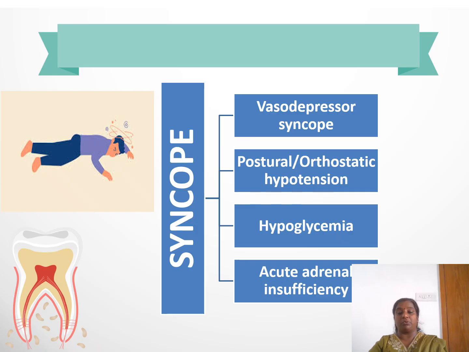First, we'll discuss the management of syncope. Syncope is of different types, based on the root cause. It may be a vasodepressor syncope, or a postural or orthostatic hypotension due to the fall in blood pressure during posture change, hypoglycemia due to low blood glucose level, or acute adrenal insufficiency. Any of these factors can lead to syncope, that is, sudden fall of the patient in the clinic.